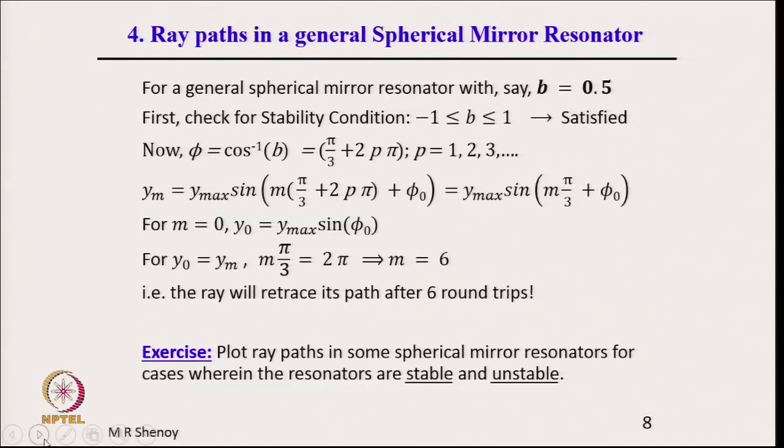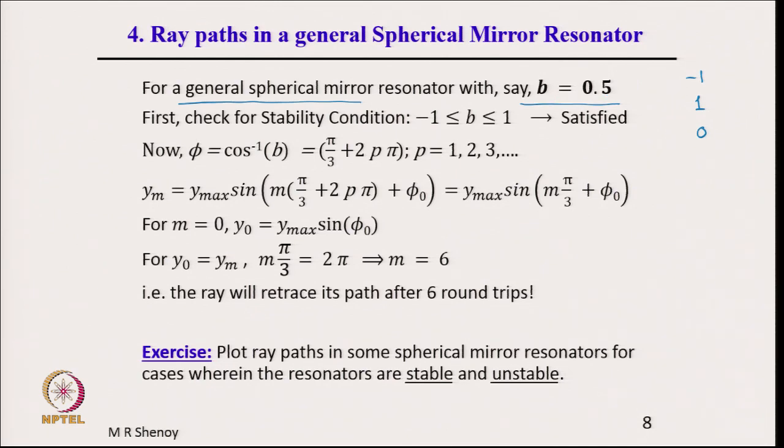Now, let us take a general spherical mirror resonator. So, these are the common ones which we know: plane mirror, confocal mirror and concentric mirror. Now, let us take a general spherical mirror resonator. So, for a general spherical mirror resonator, let us say B is equal to 0.5. So far we had B is equal to minus 1, we had B is equal to 1, we had B is equal to 0. Now, let me take some B in between as B is equal to 0.5.